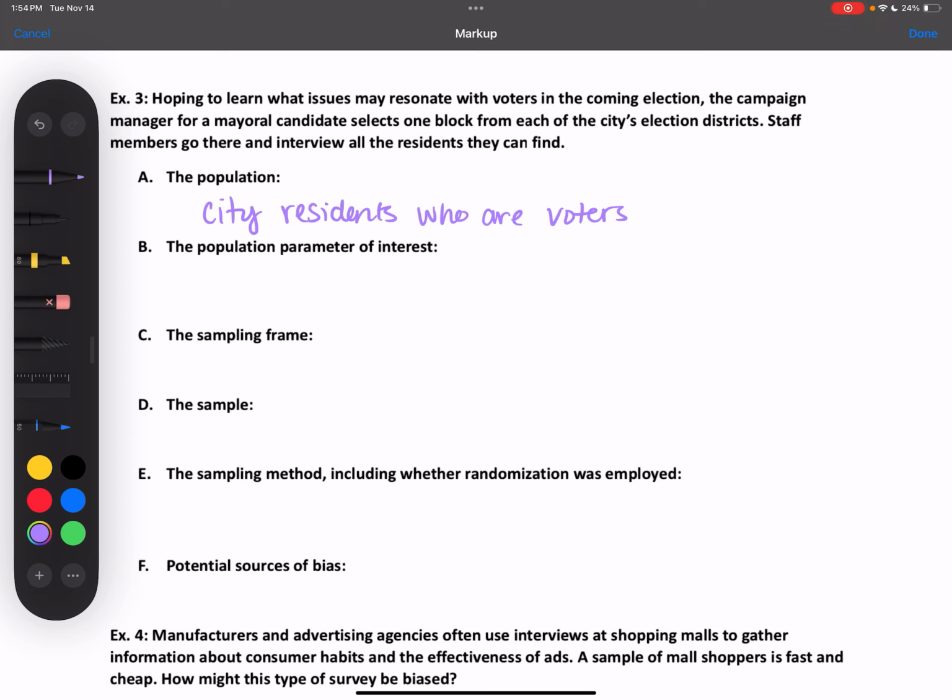Now, what is the population parameter of interest? Can you explain this to me? So, what are they looking to find out? What are they asking in a sense? Like what issues they care about? Yeah. So this one is not the most specific of questions, to be honest, in how they are wording it. But because it says hoping to learn what issues may resonate with the voters, I would say something like: they might be interested in how the voter responds to a particular issue.